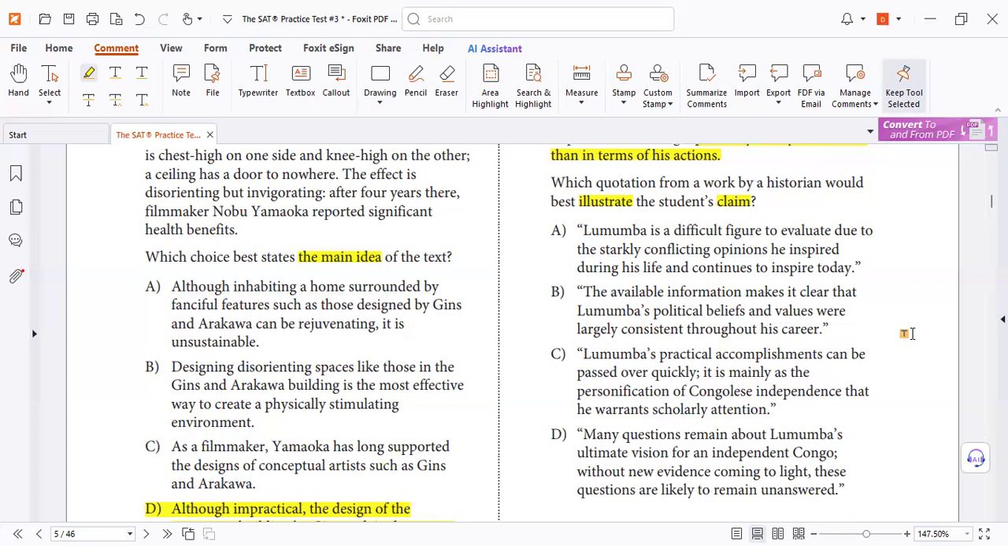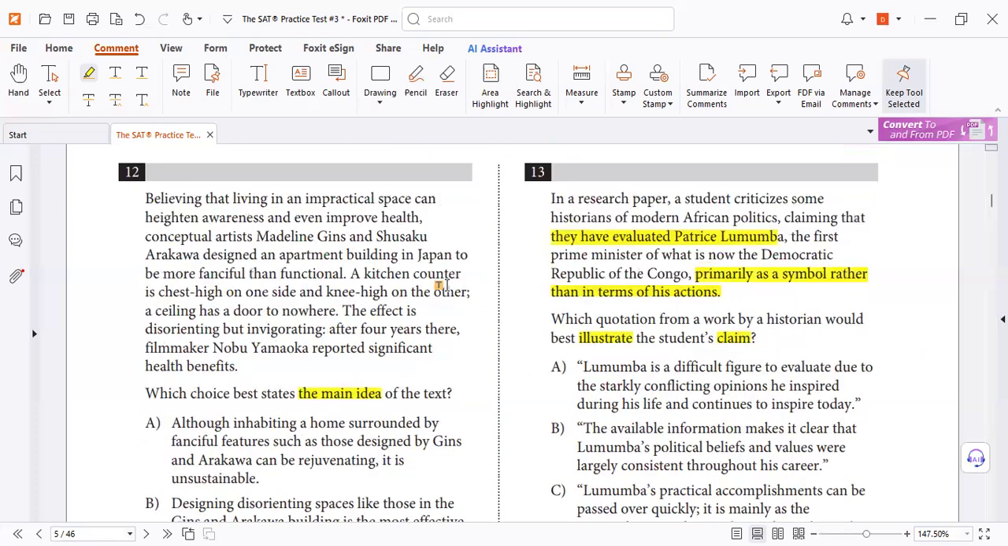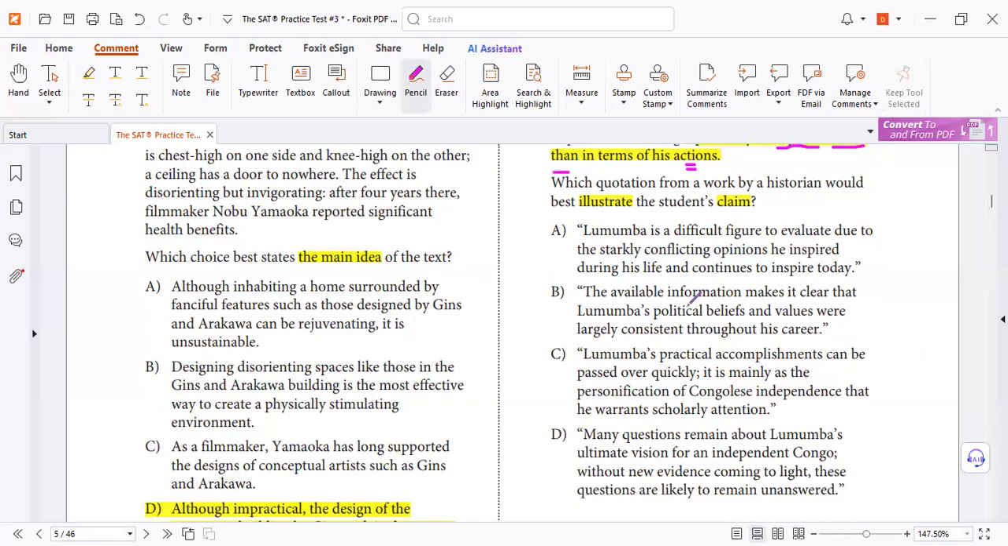Letter C. I'm not sure. You are not sure, but your heart says this. Focus on the claim. The claim what? They evaluated him as a symbol, not in terms of his actions. So what could explain that? Explain that the practical accomplishments can be passed over because they make him a symbol, not actions.